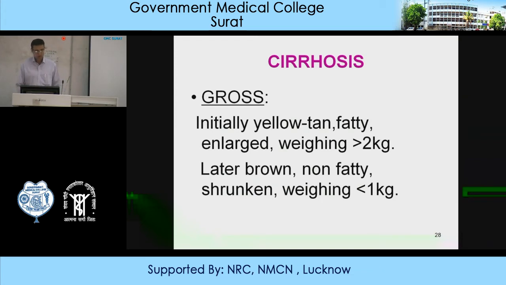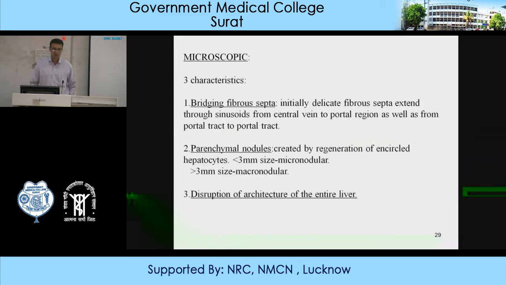Now, in microscopic examination, three features are present. First, bridging fibrous septa, in which initially delicate fibrous septa extend through the sinusoids from the central vein to the portal region, as well as from portal tract to portal tract. Second, parenchymal nodules created by regeneration of encircled hepatocytes: micronodular if less than 3 mm in size, macronodular if more than 3 mm. And third is disruption of the architecture of the entire liver.